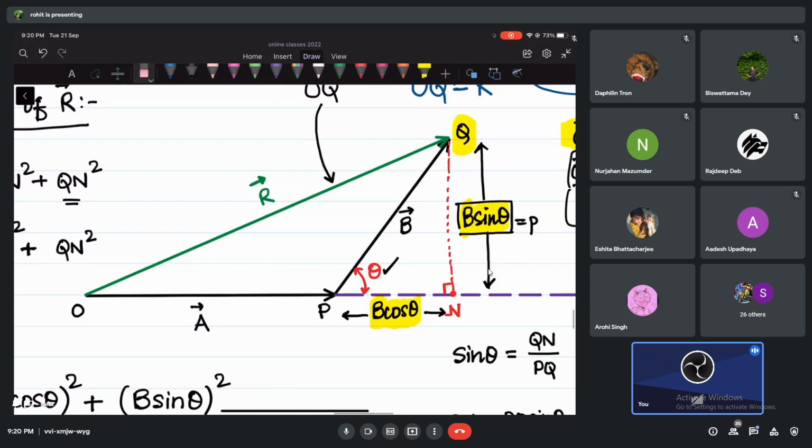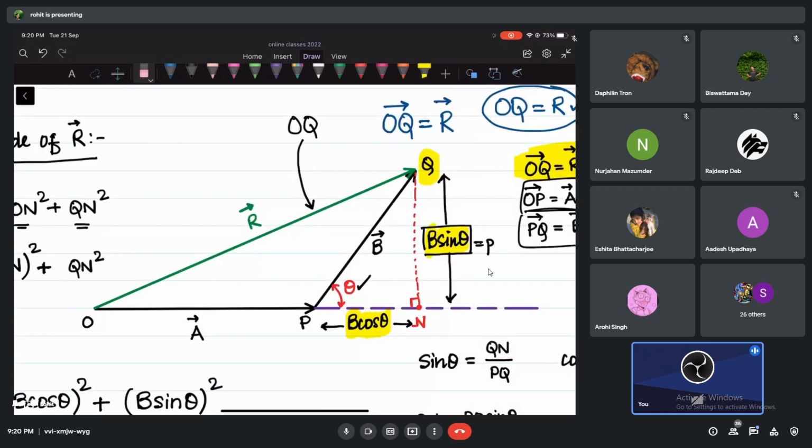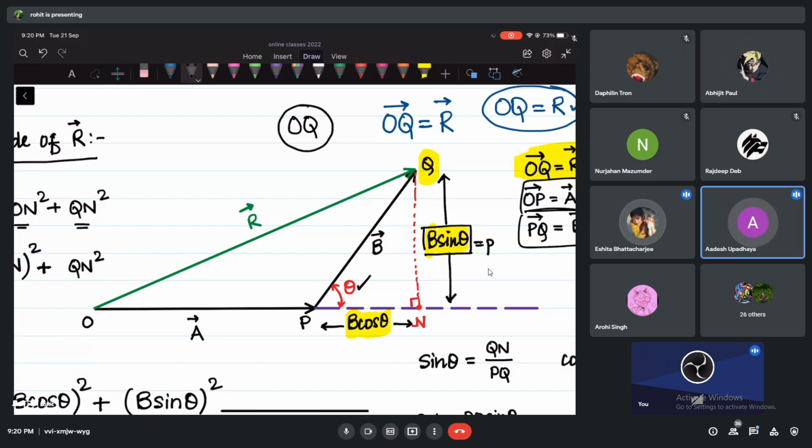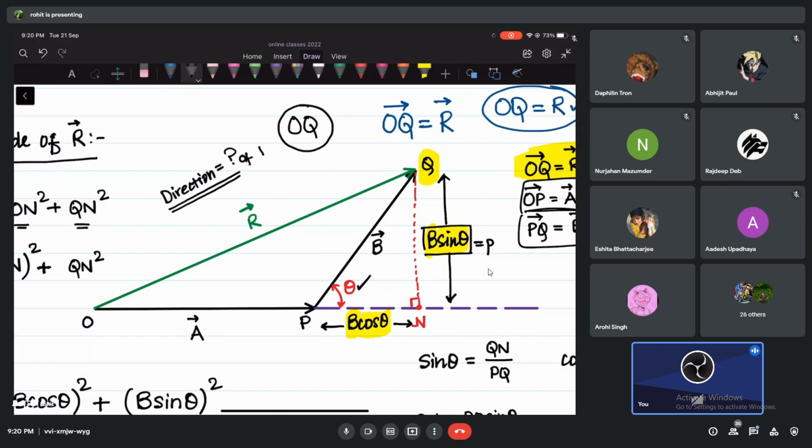Now I need to ask you: did I really find what I wanted to find? No, sir, direction. I just found the magnitude of resultant. But what about the direction? Direction of resultant.